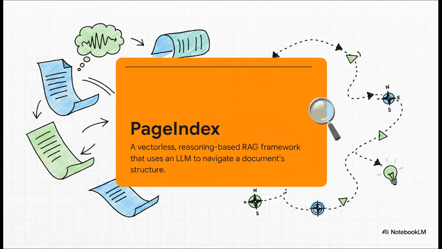And here's the official definition. The most important word here is vectorless. That means it throws out that old word similarity model completely. Instead, it relies on the AI's own brain, its own reasoning power to find its way around.